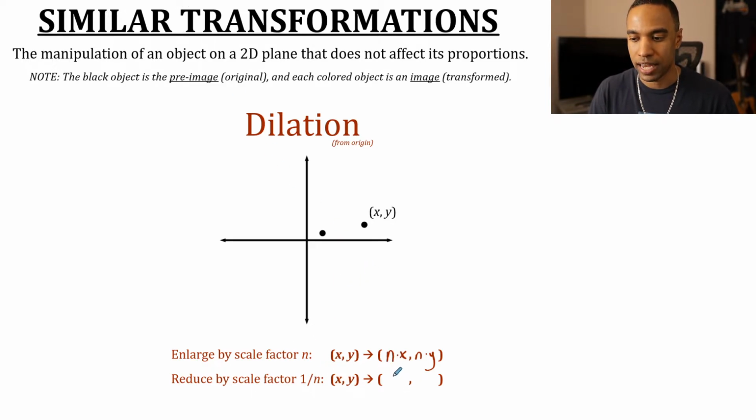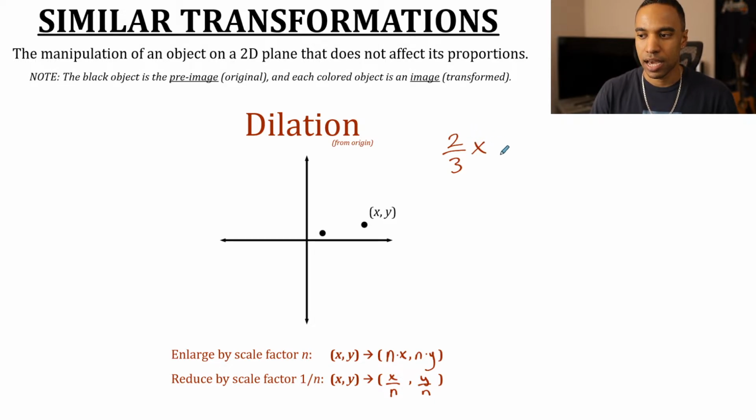If it's 1 over n, I take my x coordinate and divide it by n, and my y coordinate and divide it by n. Now that one I was getting a little too particular with, meaning that's only if it was 1 over n. What if my scale factor was 2/3? Now what do I do? Because now there's a 2 on top. It's not a 1 anymore. Well, at this point, you've got to really just multiply by 2/3.